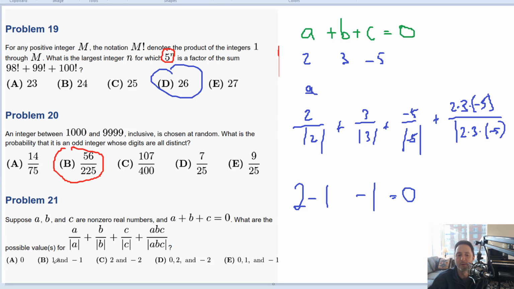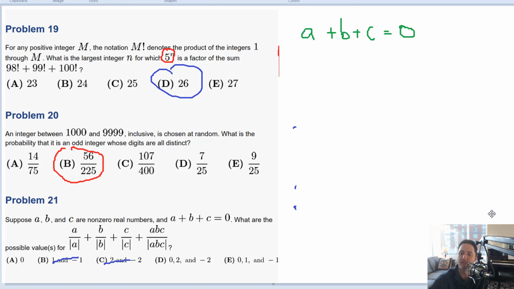All right, so now we can eliminate this. I don't like to do it this way, but let's see what else. Let's come back and look at this in a more general sense.